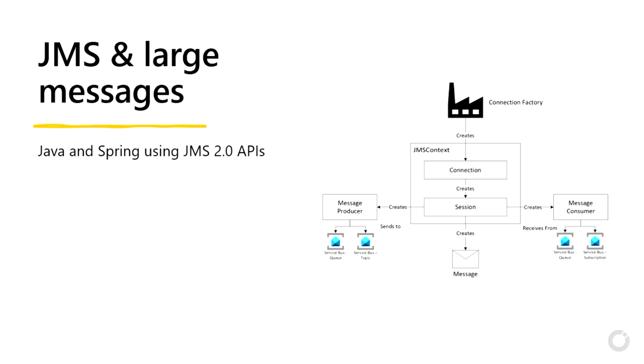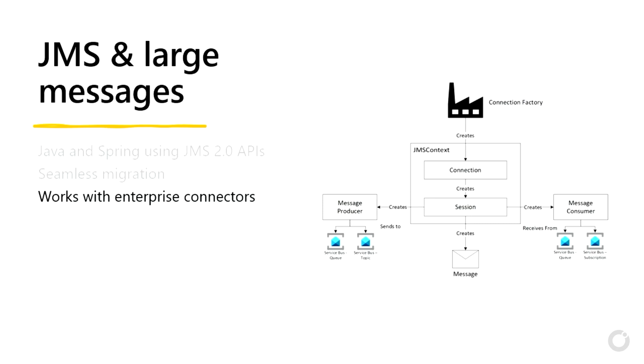It's available for both Java and Spring SDKs, and it allows for that seamless migration. Like I said, I will show the code in just a moment, but literally just import the right package, change your connection factory, and of course enter your connection string, and it just works. And it also works with enterprise connectors. So for example, if you are working with SAP or another big ERP system that often is integrated with these kinds of MQ systems, you can also just change your connection there and it will just work.